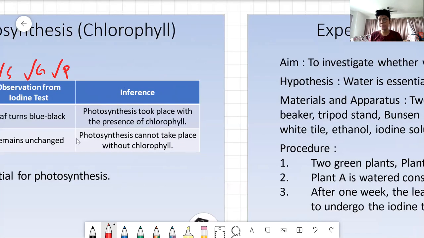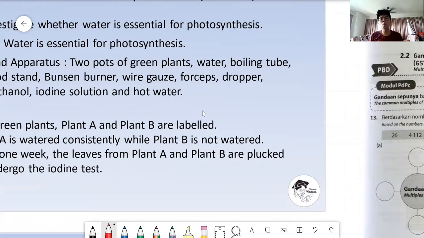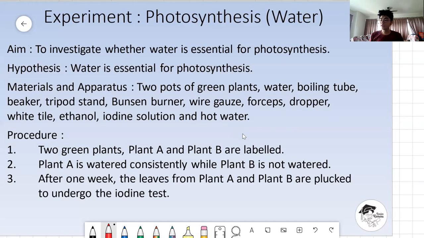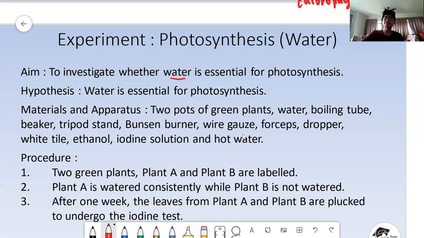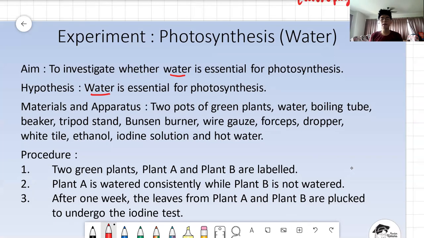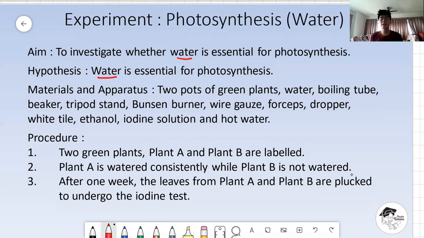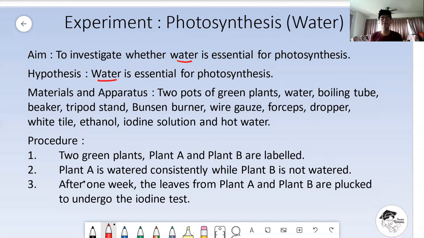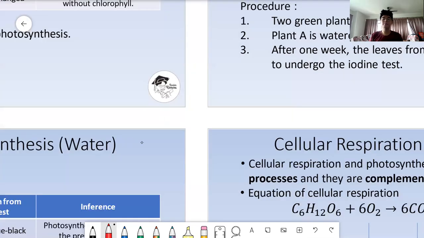Okay, let's go again. Last. Water. To investigate whether water is essential for photosynthesis. Okay, again, plant A, plant B. Plant A, you put water. Plant B, you don't put water. After 1 week, you pluck the leaf from plant A and plant B. Okay, let's go.